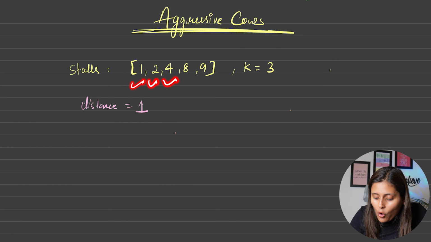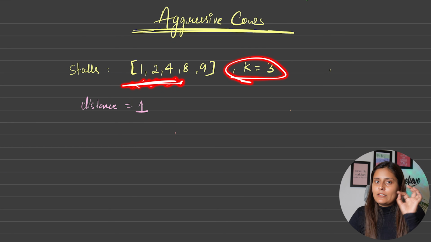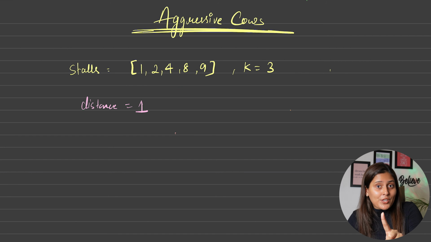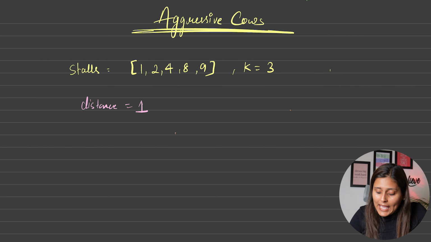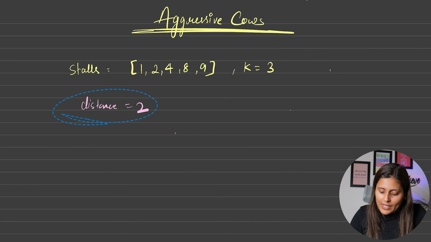So you put all the aggressive cows at this distance. Yes, with 1 it is possible, but the question asks to maximize the minimum, meaning go for the maximum distance. So now the gap, this distance, is nothing but the gap. Now I would like to try with 2. Okay, I would like to try with 2.